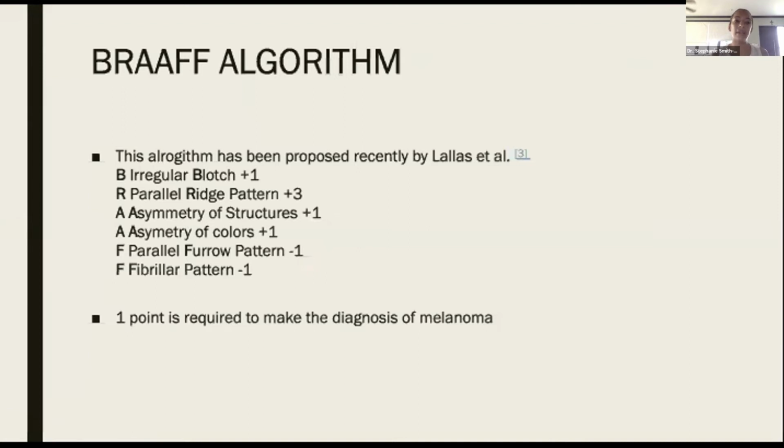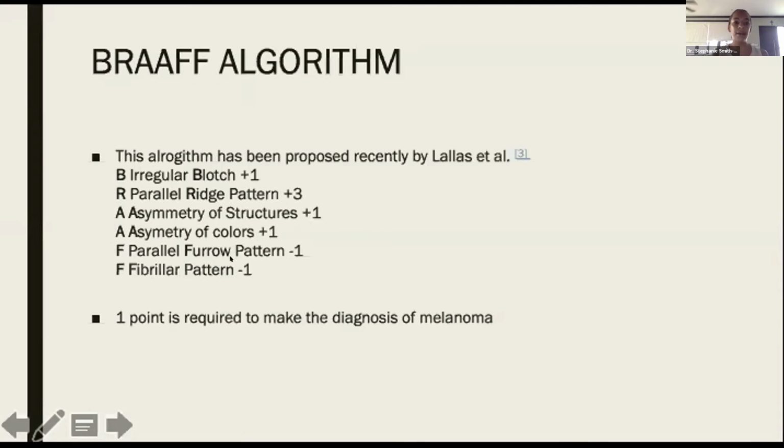They came up with an algorithm that will help us clinically to determine whether we think a lesion is more likely to be a melanoma or more likely to be a benign melanocytic nevus. So they call it the BRAAFF algorithm. And what they look for is irregular blotches, a parallel ridge pattern, which we discussed, an asymmetry of the structures, and asymmetry of colors. Of course, these are all under dermoscopic examination. If you have any of these features, you would get points, and just 1 point is required to make the diagnosis of a melanoma or a likely melanoma.